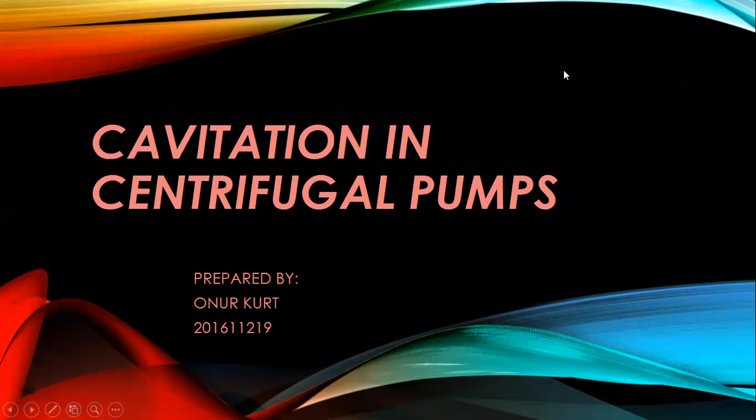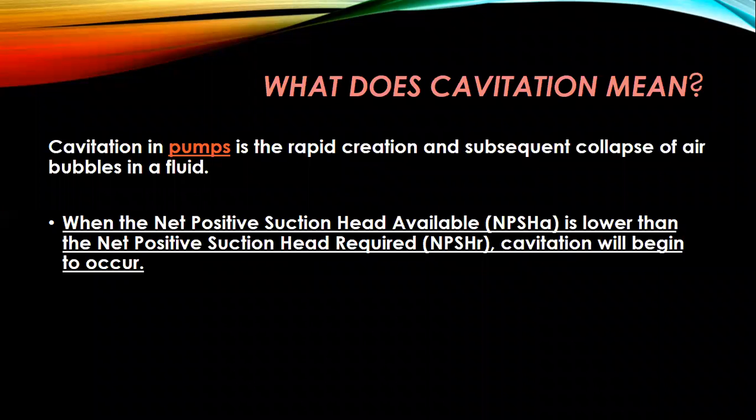Hello my friends, in this video I will try to explain what cavitation means and how it's formed in a centrifugal pump. Cavitation is an abnormal condition that can result in loss of production, equipment damage and worst of all. But shortly we can say it is the rapid creation and subsequent collapse of air bubbles in a fluid.